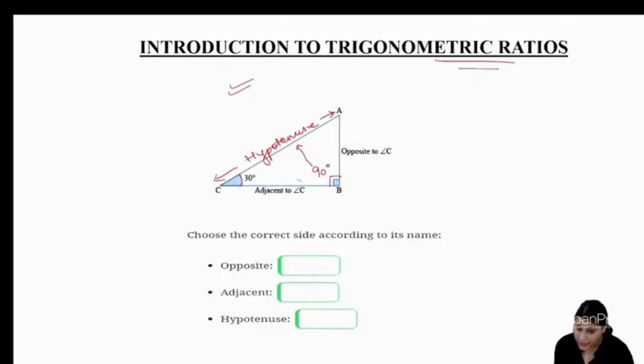So here if we consider angle C, that is 30 degree, we can see that angle C is touching two sides, AC and BC. Apart from hypotenuse, angle C is touching BC. So this side will be called adjacent to angle C. The side which is opposite to angle C is side AB, so the side AB will be called opposite to angle C. Now let's choose the correct side. Opposite to angle C is side AB, adjacent to angle C is side BC, and hypotenuse of angle C is AC.